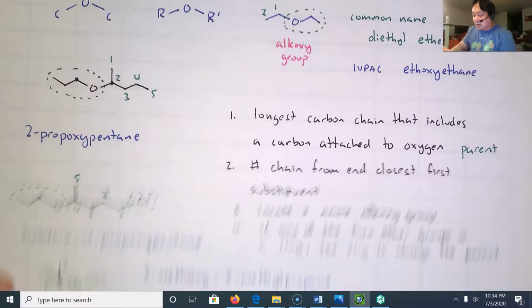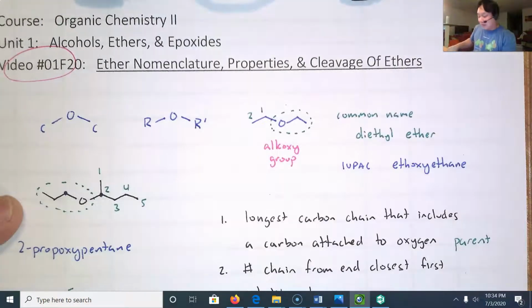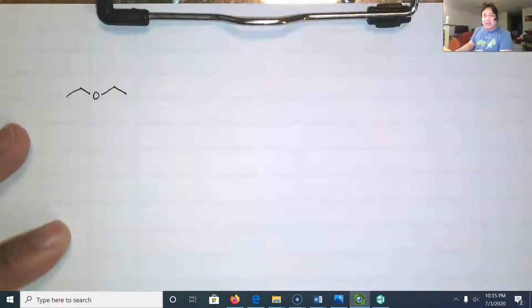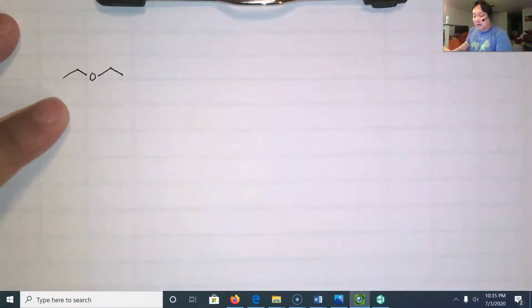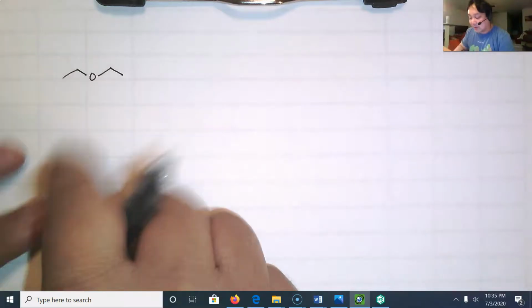I did say that we were going to go a little bit about properties, and let me do that. You will encounter ethers in the lab, in particular diethyl ether. And diethyl ether again looks like this. Okay, I am using the common name because most likely when you look at the reagent bottle, or the solvent bottle, it will say diethyl ether.